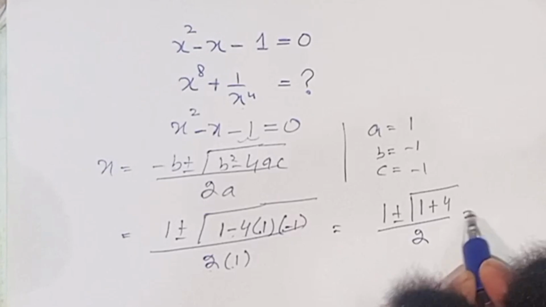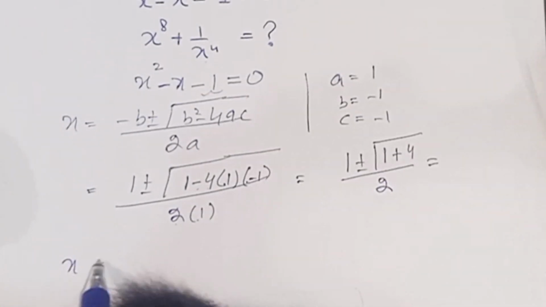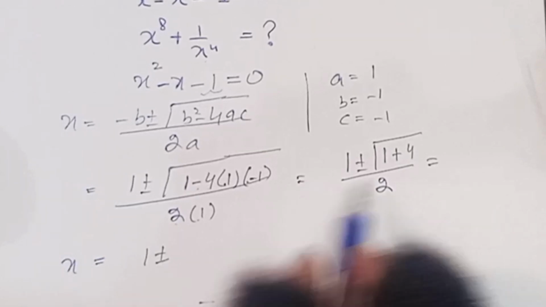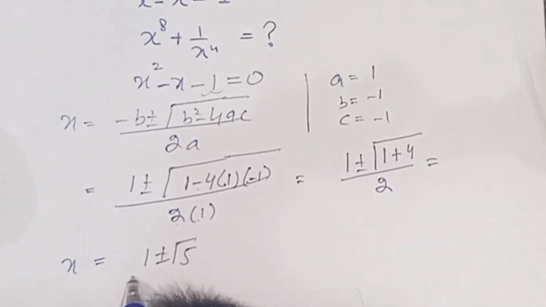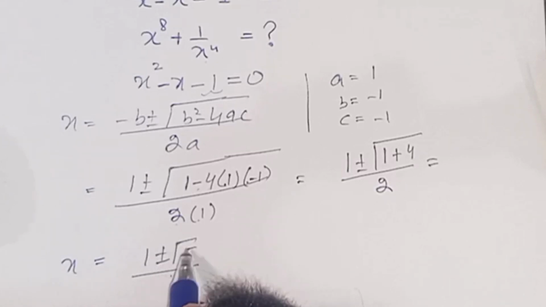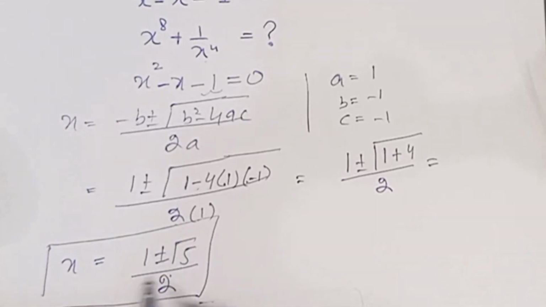So again simplify this term. x is equal to 1 ± √(4 + 1), and 4 plus 1 is 5. So this will become x = (1 ± √5) / 2. This is the value of x in our question.